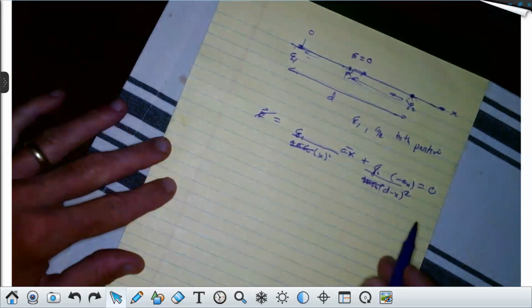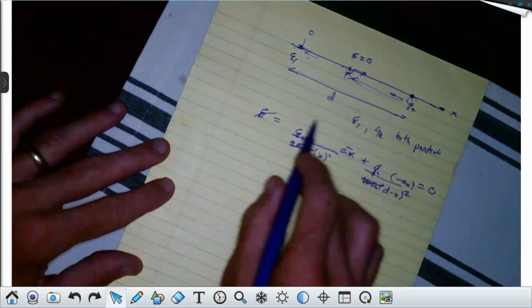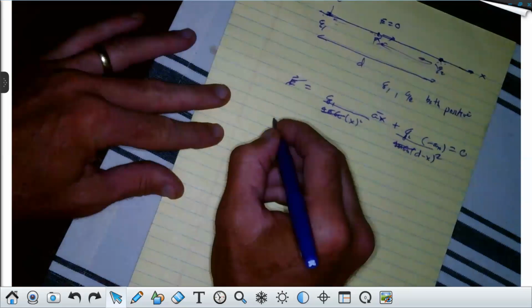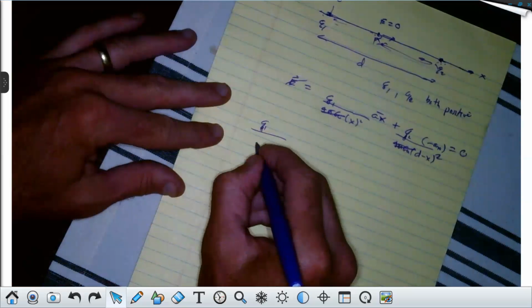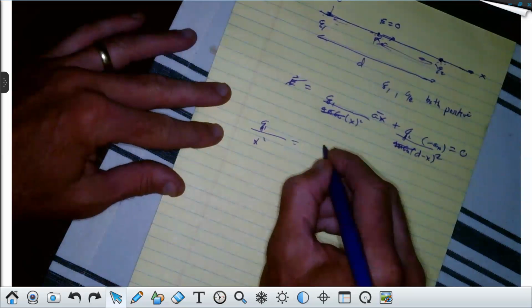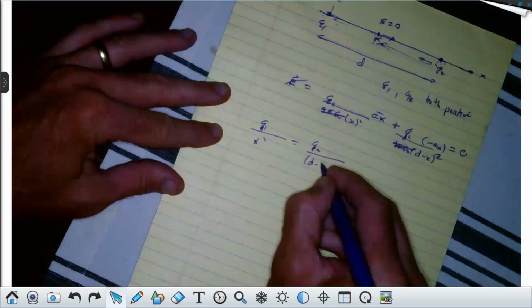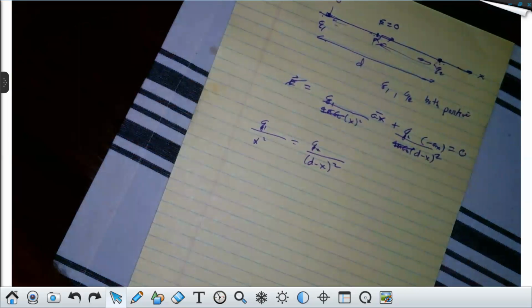Now you can see that really, because of that negative sign, it means that this term is equal to this term, or really, what I'll do is put down Q1 over x squared is equal to Q2 over (d minus x) squared. Do you all agree with that? Guys? All right, now do the rest of it for me. How do I solve this?